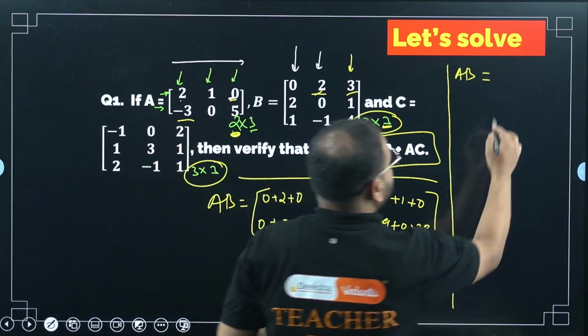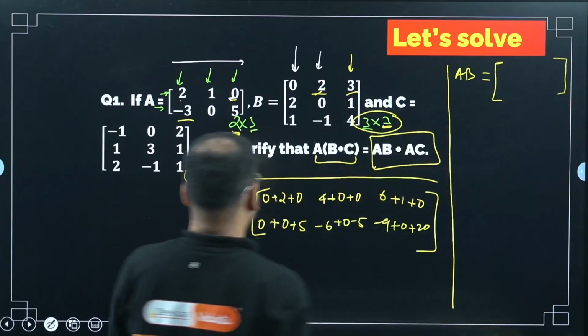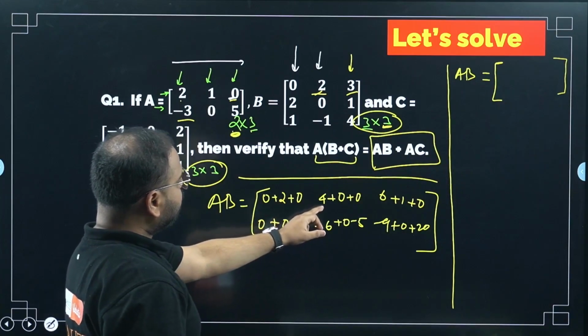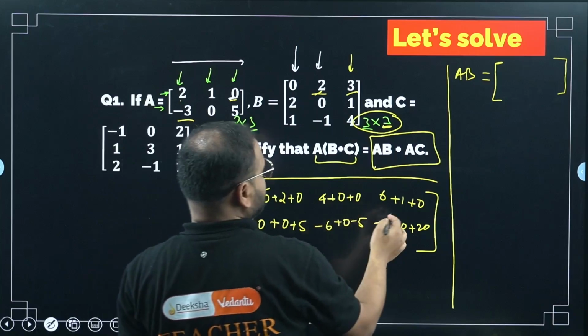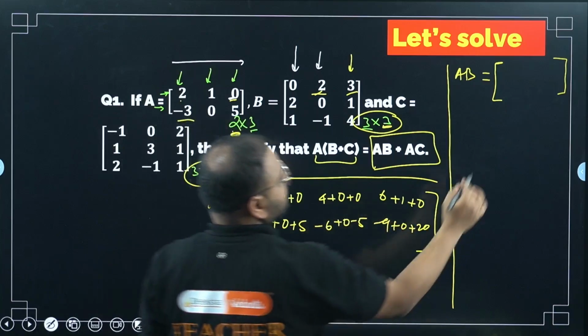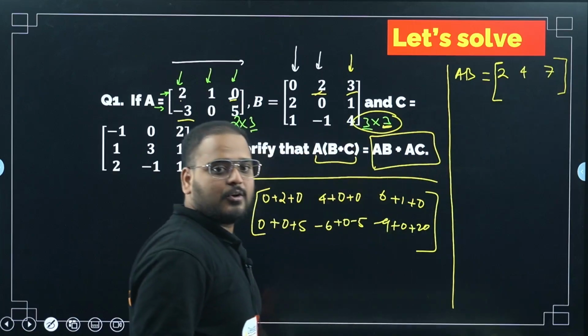Okay. So this will be looking like, first element will be 2, 4 and 7. Check here. 2 plus 0 is 2. 4 plus 0 is just 4. 6 plus 1 is 7. So first row is 2, 4 and 7. Is this clear? 2, 4, 7 is clear.